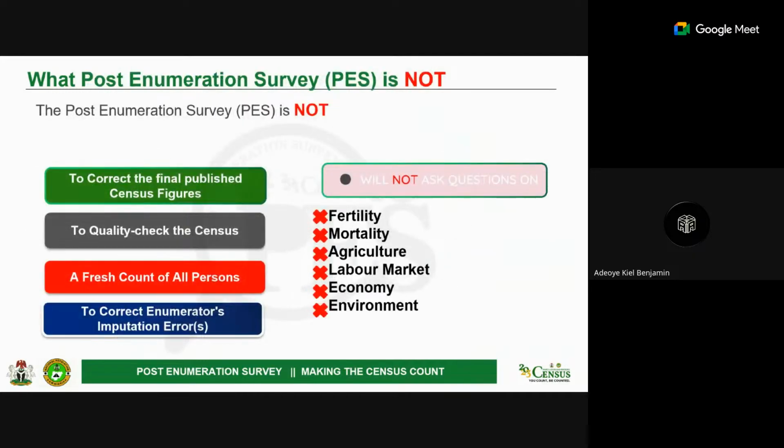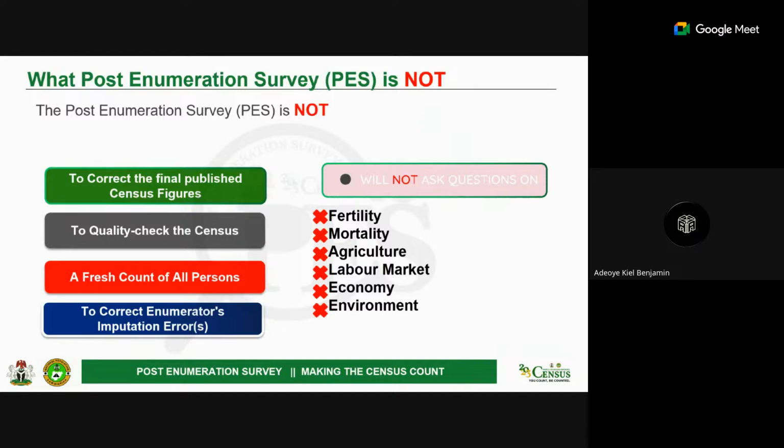So, what is the PES not? A PES is not used to correct the final public census figure. It is not to quality check the census. You have M&E that does that. It is not a enumeration of all persons. It is not to correct enumerators' imputation errors.